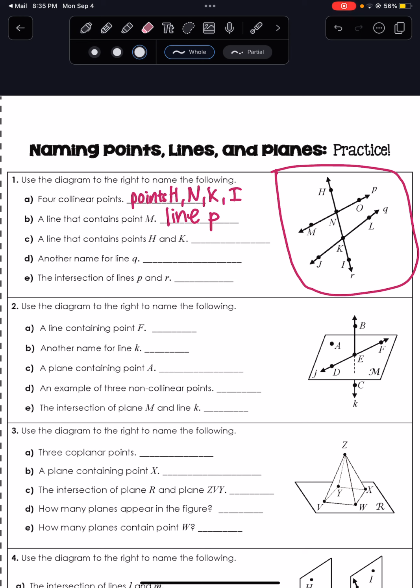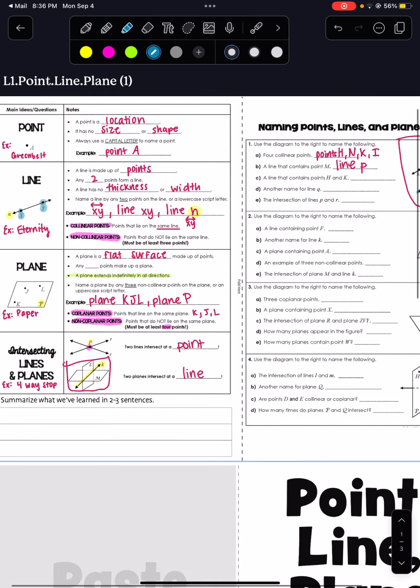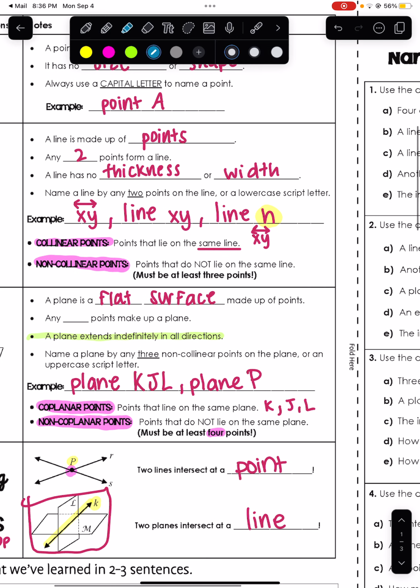I'm going to skip C. I'm going to go to D. So we're now on D right here. And we have another name for line Q. So we are looking at line Q right here. What is another name for line Q? I'm going to go back to how we can name lines. So we have line XY, line N, and then that XY with the arrows on top.